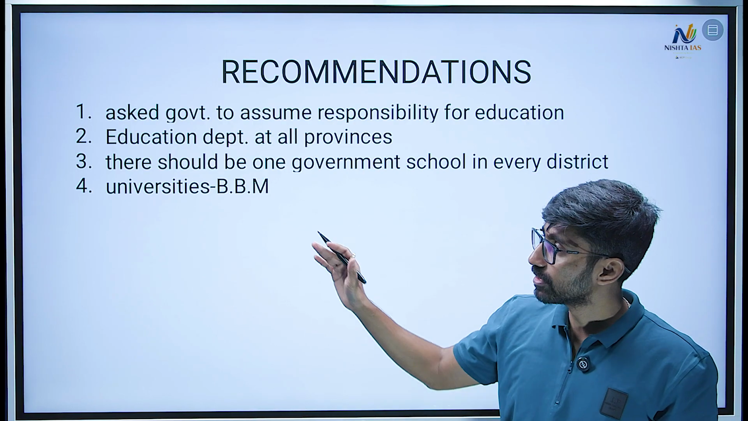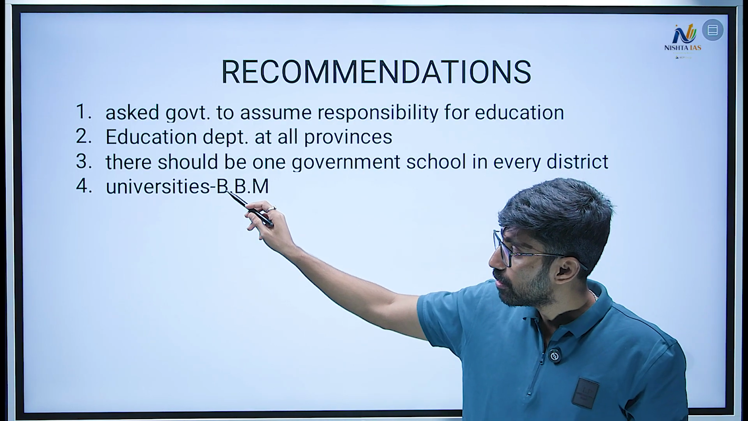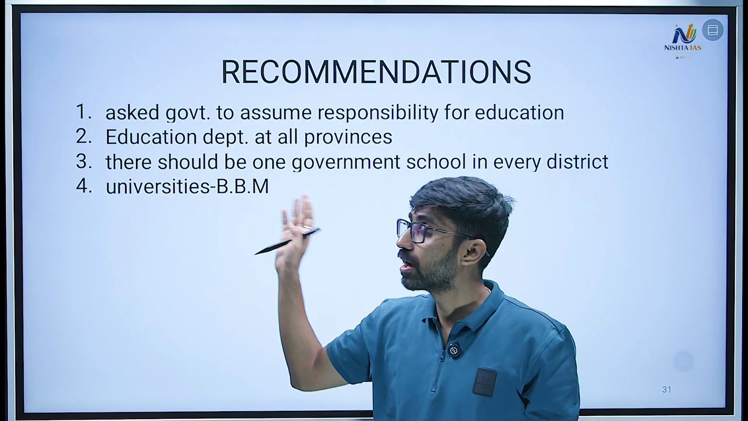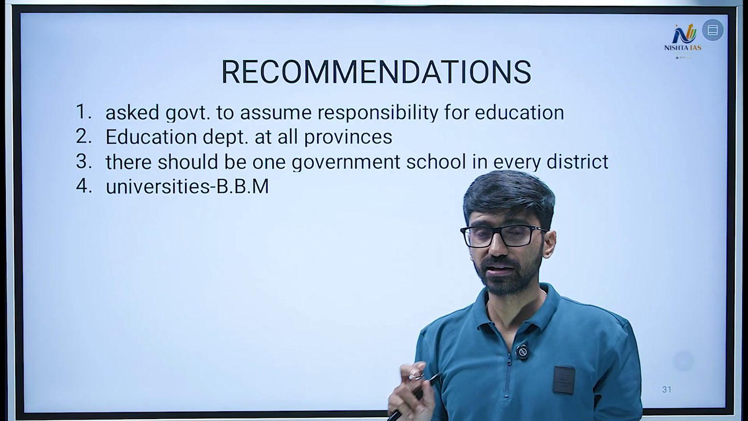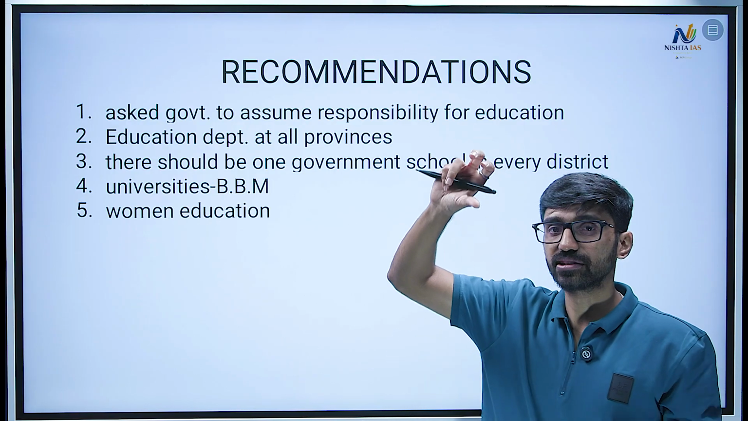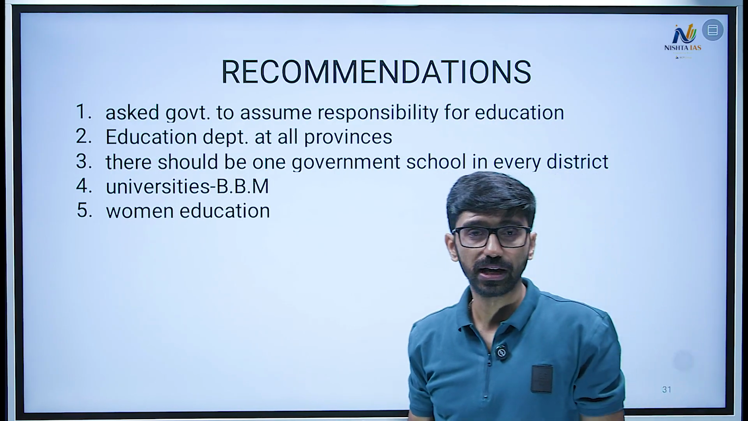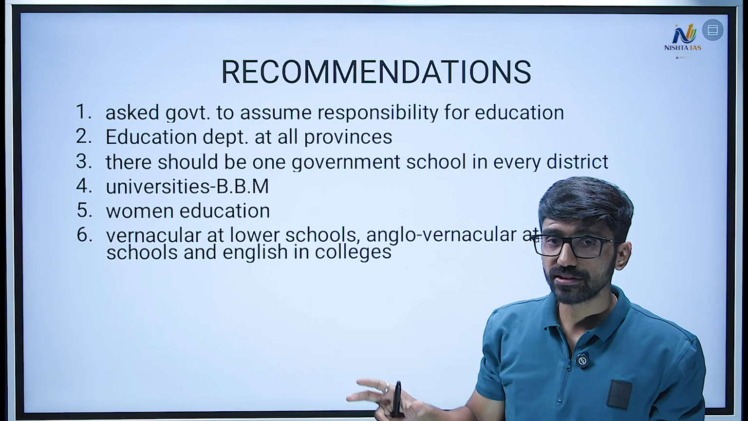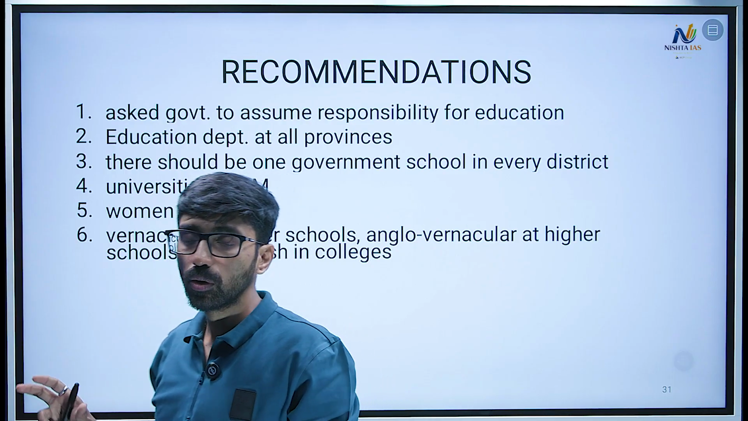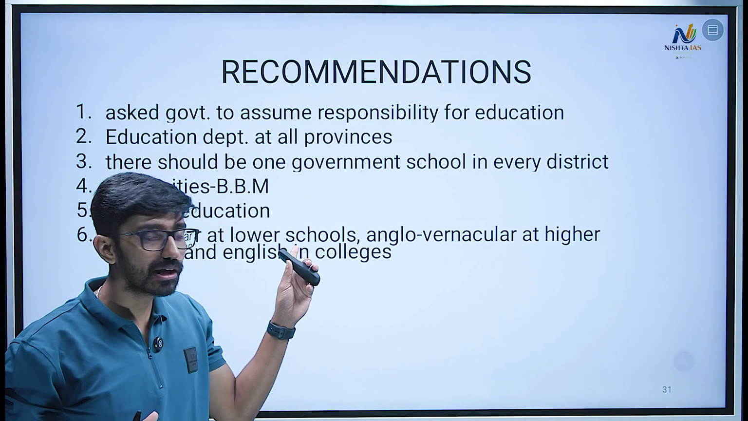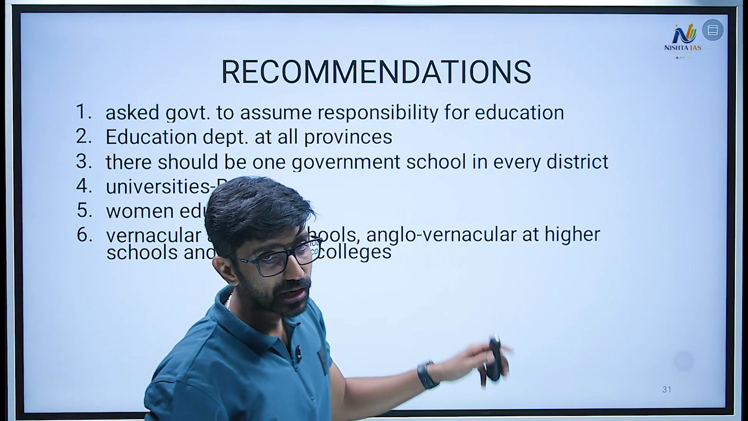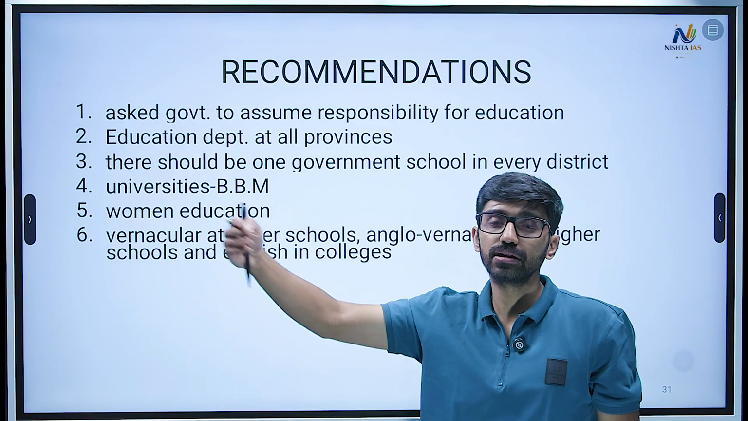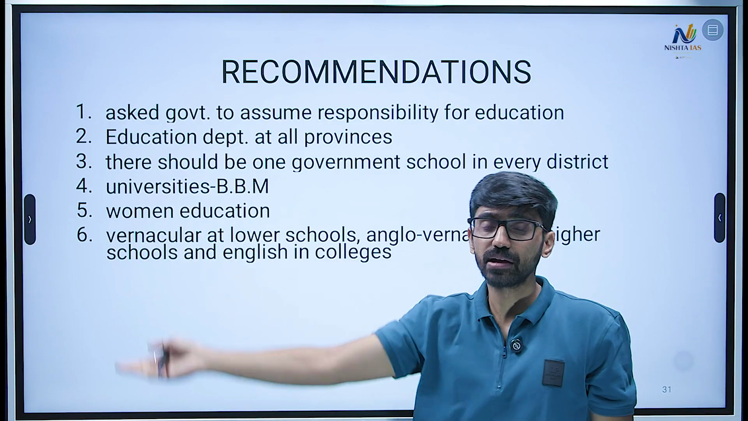They established 3 universities in 3 provinces: Bombay, Bengal as well as Madras. I'm just using some wordings to make sure that we can cover it quite quickly. It also promoted women's education. Macaulay suggested only English medium, but it said vernacular at the lower schools, Anglo-vernacular at the high schools, then completely English in colleges. So there has to be a transition from vernacular to English by the time of the colleges.